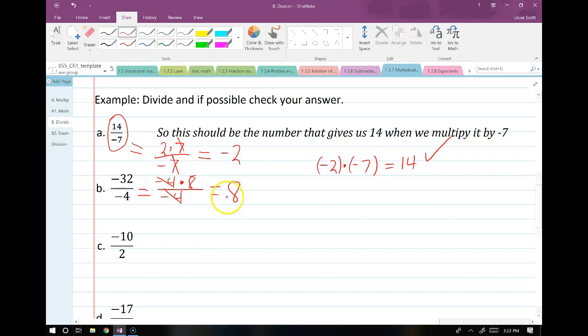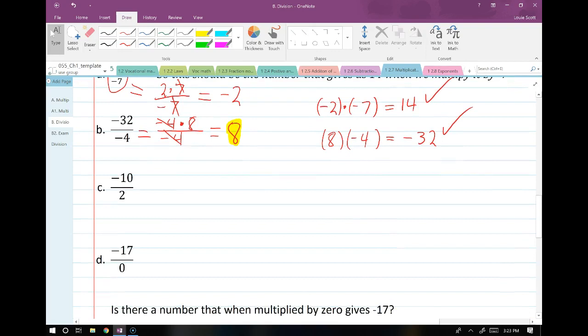So they're saying, to check this, we would say, okay, when I multiply this number 8 by negative 4, does it give me negative 32? Well, over here I can say 8 times negative 4. Yeah, it does give me negative 32. Cha-ching, so we're good on that.